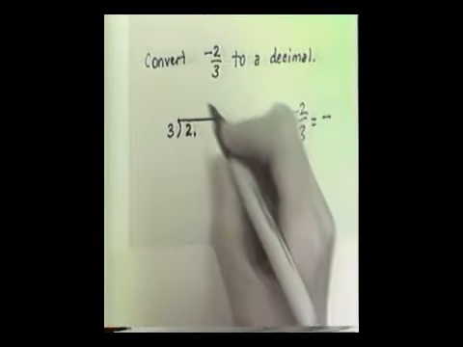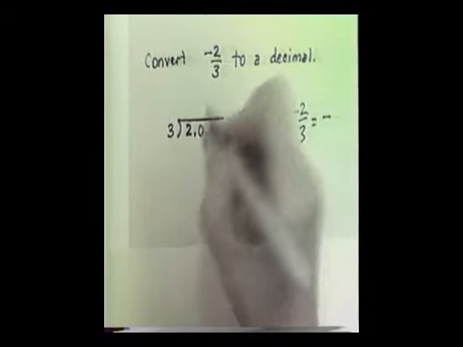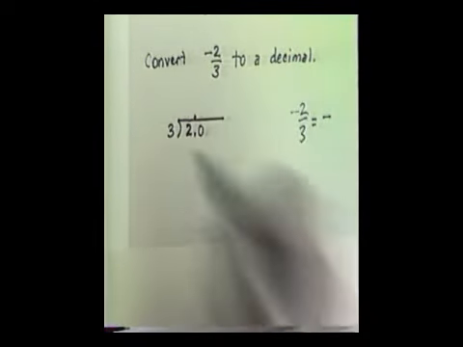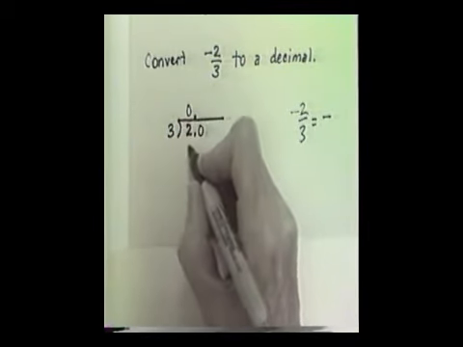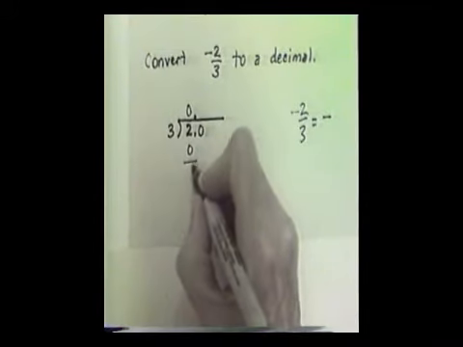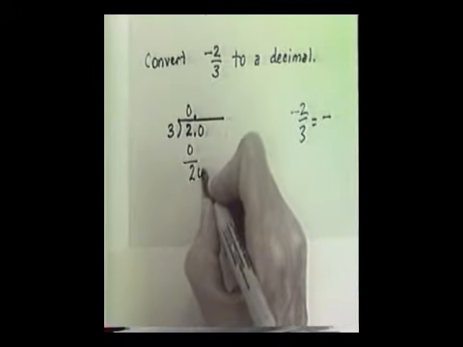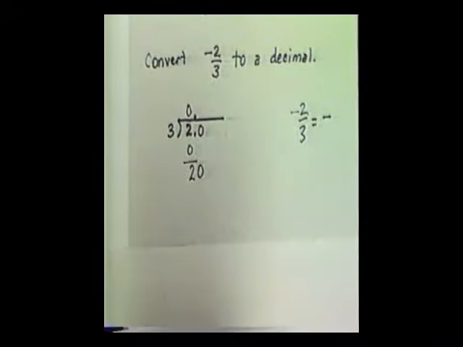3 will not divide 2, so we'll put down the decimal point, affix 0. Let's place the decimal in our answer. 3 divides 2, giving 0. 0 times 3 is 0. Subtract and we get 2. Bring down the next digit, 0.